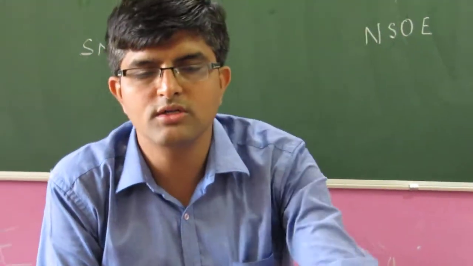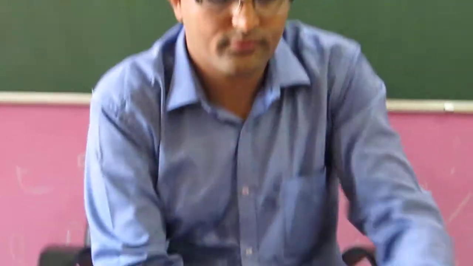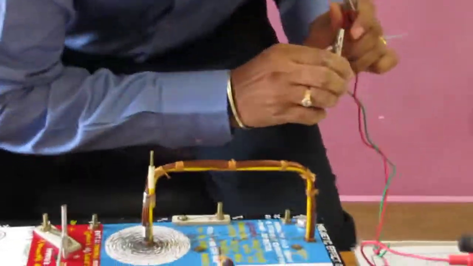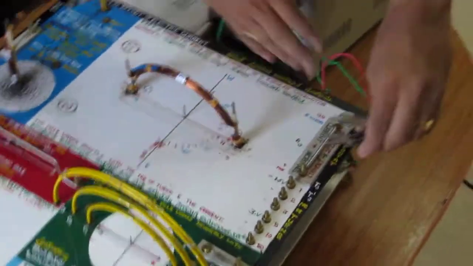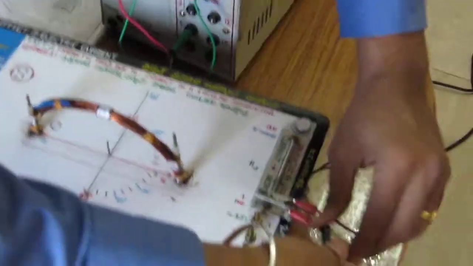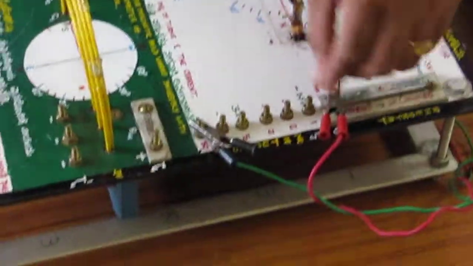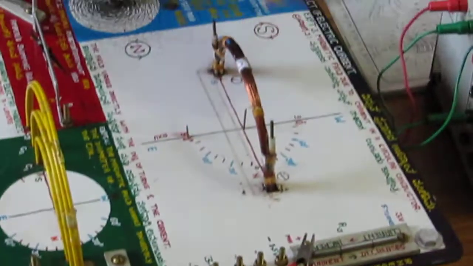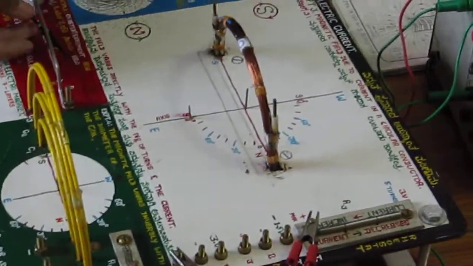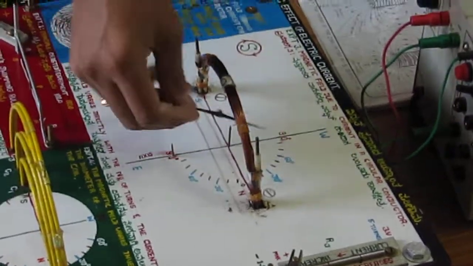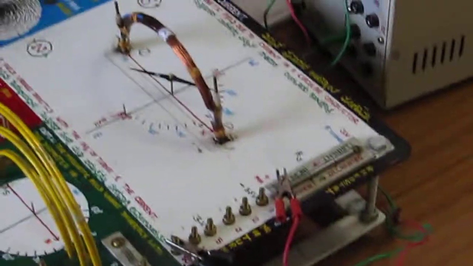Next, we will move on towards the circular loop. In a circular loop, I have connected here between 0 to 50 turns. This is a circular loop between 0 to 50 turns. Now I will connect a magnetic needle here. You can observe it comes to rest in the north-south direction.